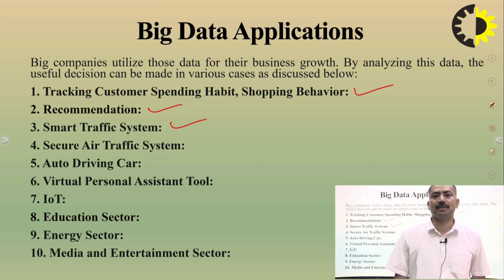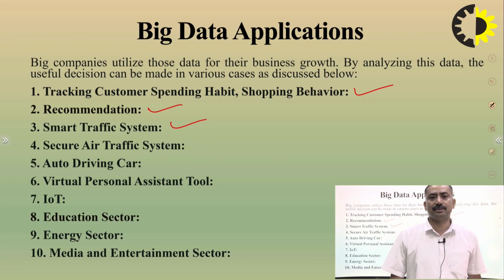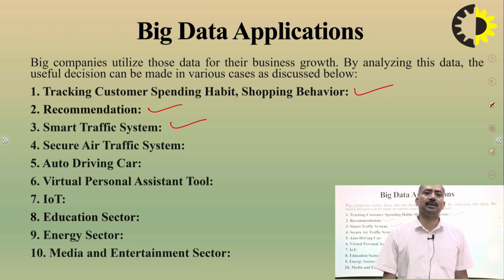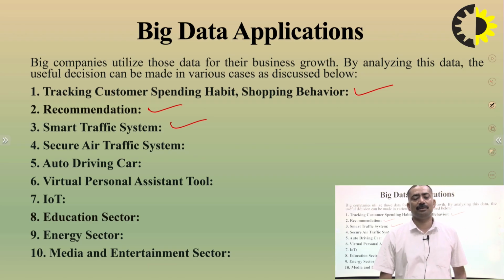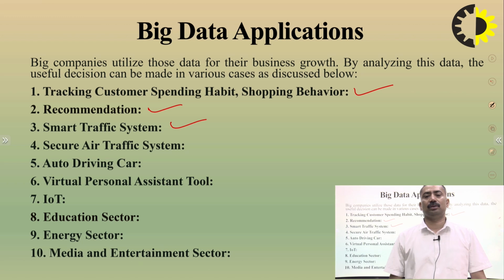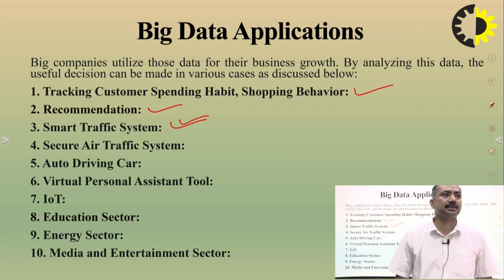Some smart traffic systems work automatically. Today many cities have implemented smart cameras that can scan the number of vehicles, and on the basis of the number of vehicles they can automatically optimize their timers, how much time they have to keep traffic moving or to stop the traffic. So these are examples of smart traffic systems. Another application is the secure air traffic system.